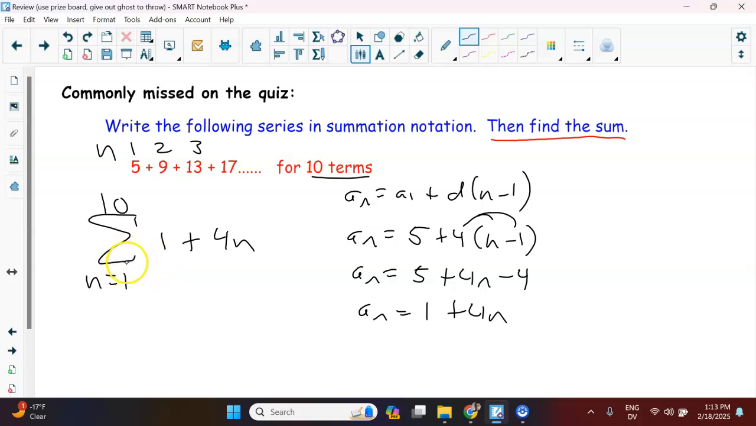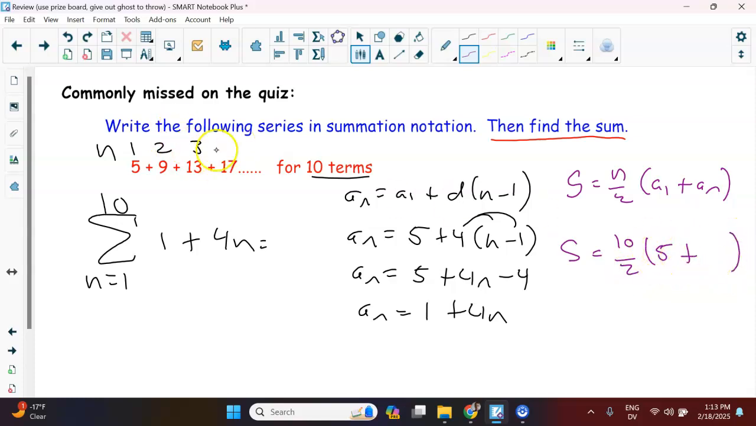our summation notation. And then if we actually wanted to find the sum, this is an arithmetic pattern. So the sum here is n over 2 times a1 plus an. And we know most of the things. We know there's 10 terms in our sum. We know the first term is 5. But the tricky part is we don't know the last term. We don't know the 10th spot. So we actually have to use this formula to figure out the 10th spot.